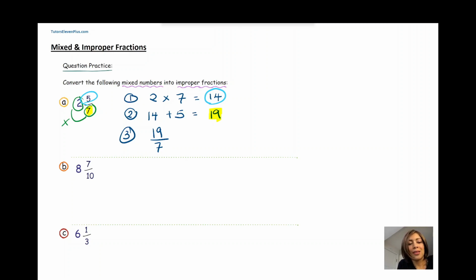We have 8 and 7/10. Again, following the steps. Step 1, we multiply the whole number by the denominator.